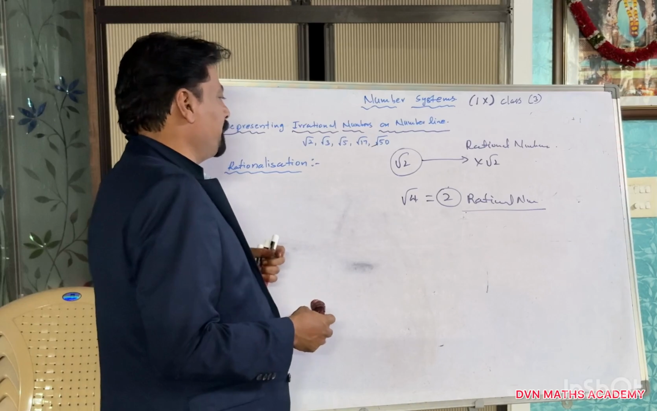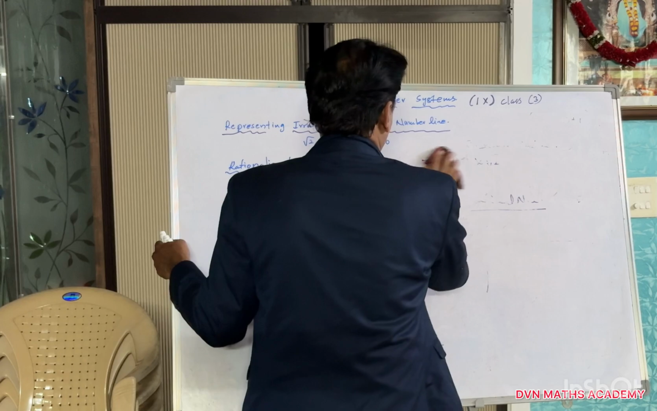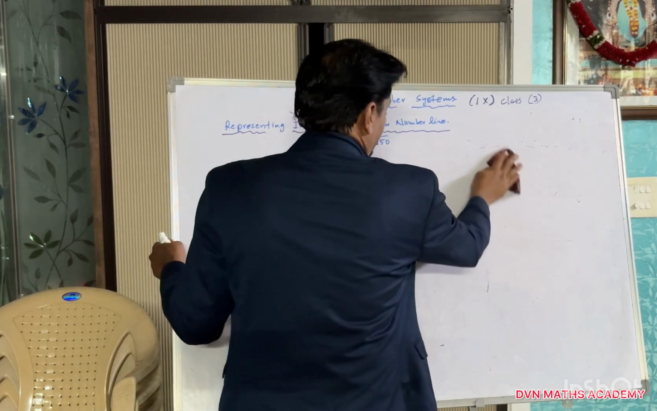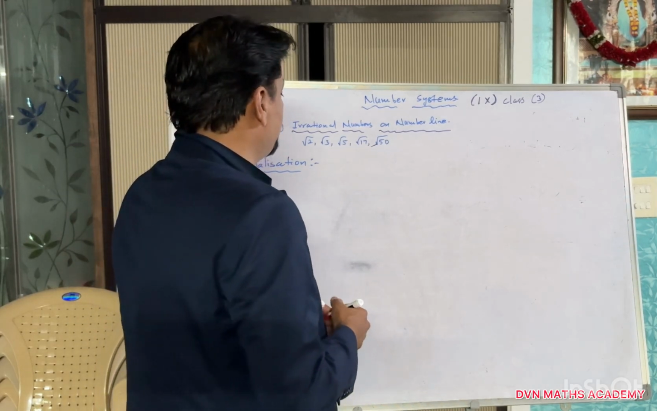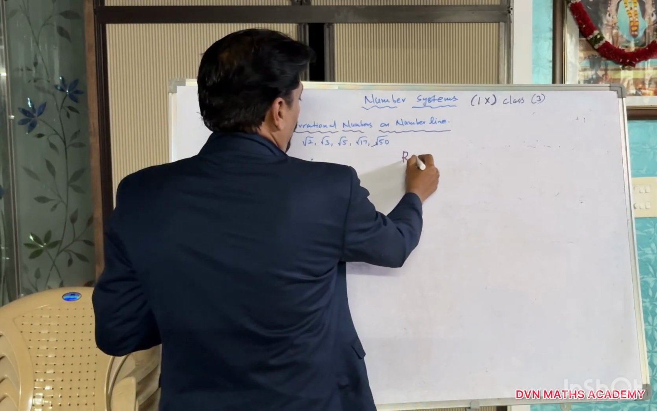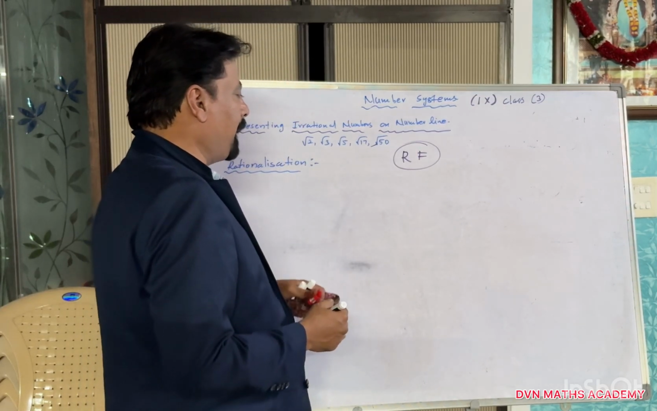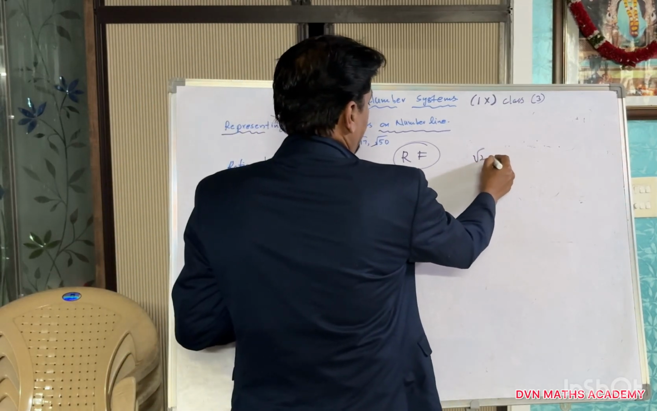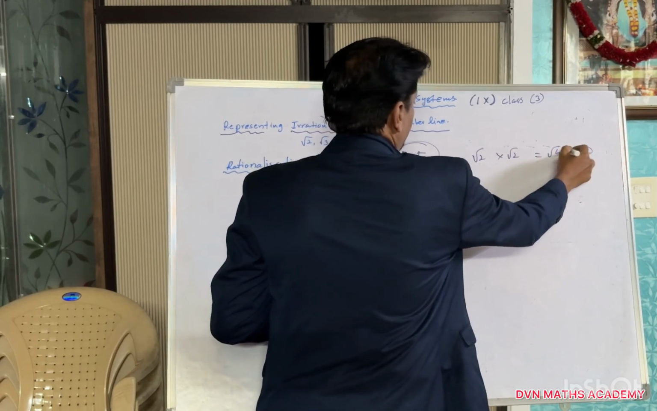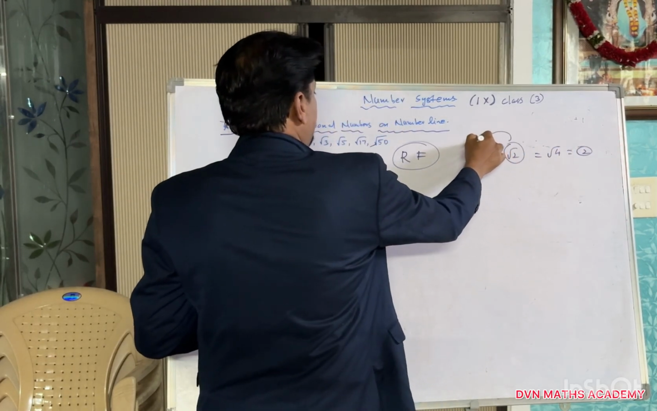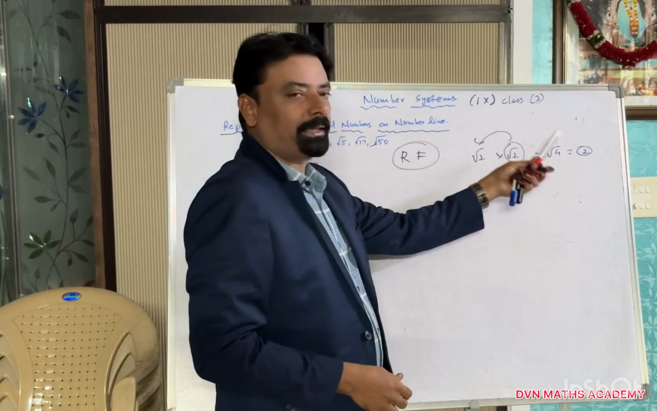Before going to this concept, I want to tell you one word that is called a rationalizing factor, RF. This is a very interesting word. RF means rationalizing factor. What is a rationalizing factor? I already told you, for example, root 2 is there. Here I multiplied with another root 2. Then it becomes root 4 and it becomes a rational number. So root 2 is the rationalizing factor of root 2.